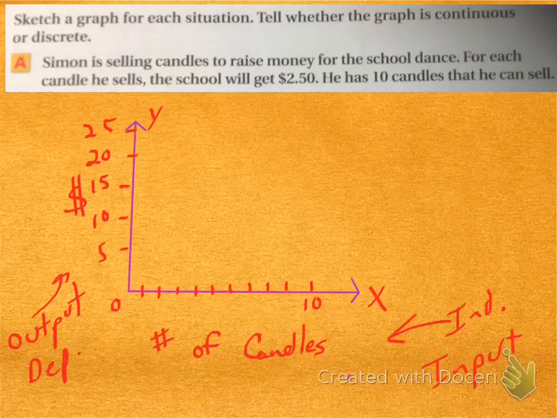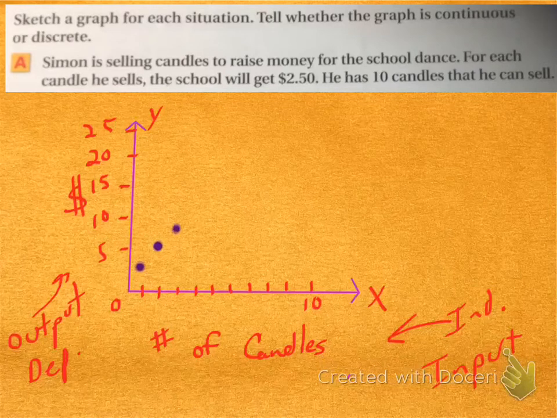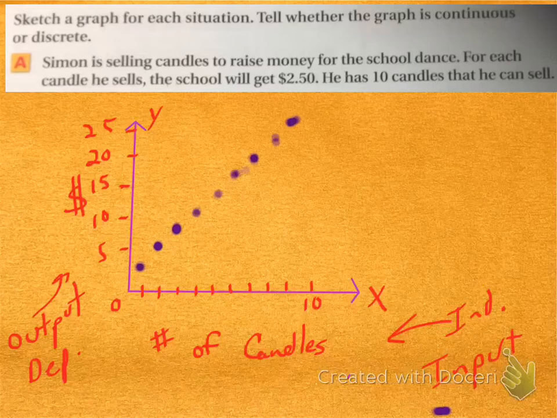Alright, so Simon sells one candle. How much money is that? It's $2.50. So it's right there. Alright, then he sells 2 candles. So he gets $5. And then $7.50. $10, and you can see a trend. Start making a trend all the way up. Now these dots don't quite line up, but you can see the trend.